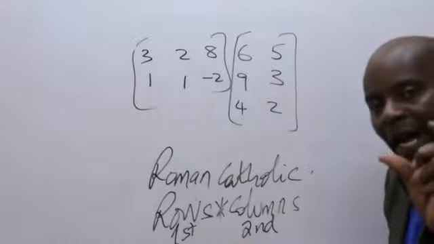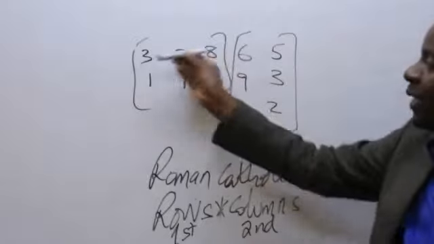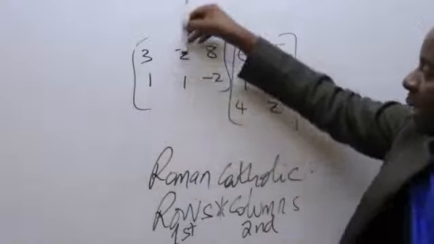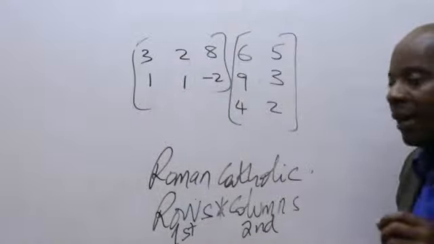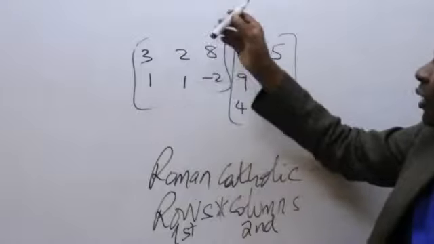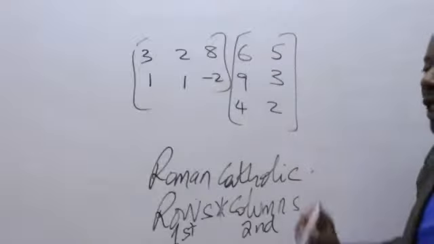Rows of the first matrix, rows go like this always. A column is like the columns of a house, they stand like this. So I'm repeating again: the rows of the first matrix will multiply the columns of the second matrix.